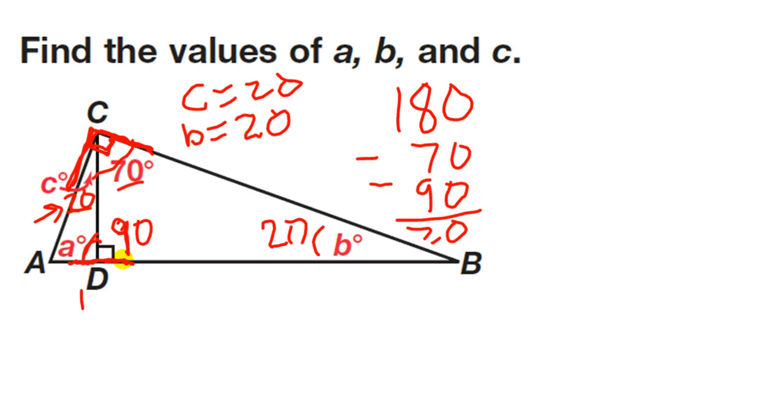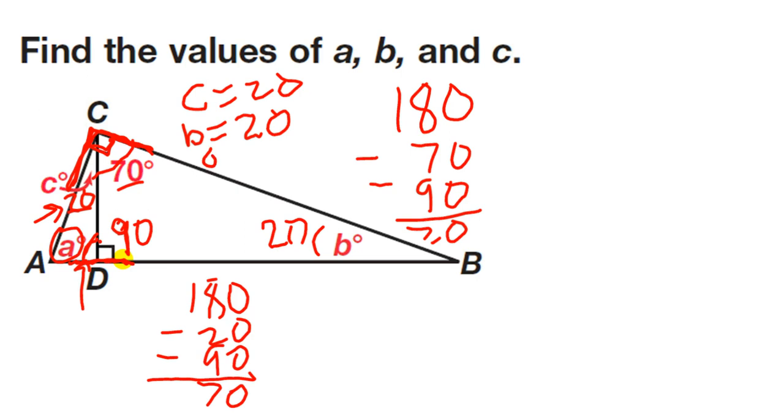So we've got our 20, we've got our 90, and we have A. They have to add up to 180, so it's the same calculation as before. 180 minus 20 minus 90. This time, we get 70. So I'm going to come up here, angle A equals 70. Here's the question. Find the values of A, B, and C. There they are. A, B, C. Done.